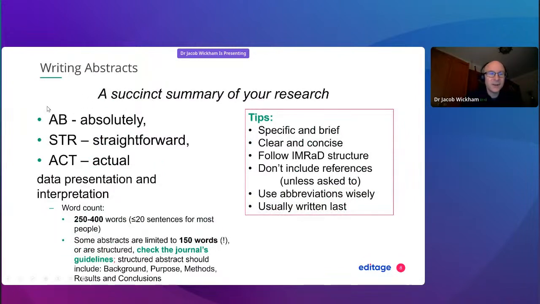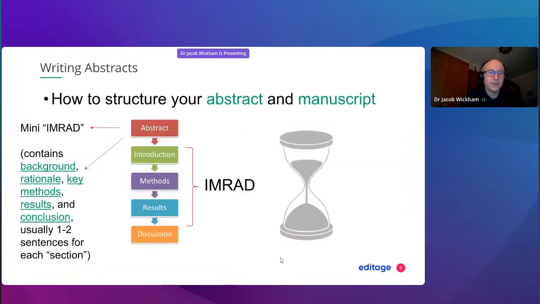Here's a good way to look at the abstract. AB for absolutely, STR for straightforward, ACT for actual. So it should be very specific, brief, clear, and concise, and use abbreviations wisely. Don't forget to check your journal's guidelines. Some abstracts are structured, where they actually have different sections of the abstract, and some are unstructured, where it's just one paragraph. So be sure to look at the journal submission guidelines.